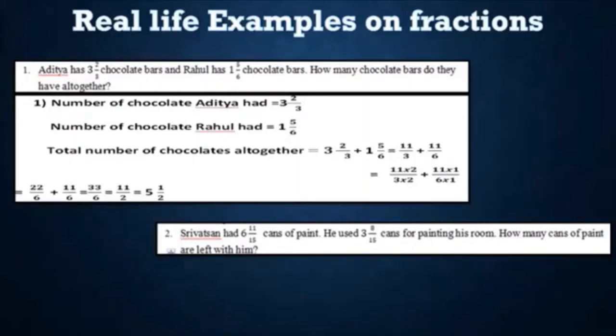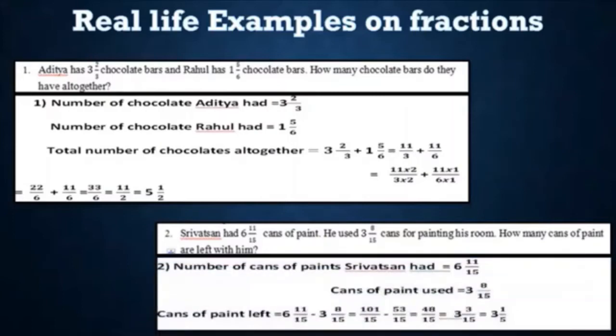For both of them, the denominator is the same, so we don't need to find out the LCM. We just need to convert them into improper fractions, subtract them, and if necessary, convert them from improper fractions back to a mixed fraction. So our first statement will be the number of cans Srivatsan had, which is 6 11 by 15. The cans of paint Srivatsan used is 3 8 by 15. So therefore, the cans of paint left is equal to 6 11 by 15 minus 3 8 by 15.